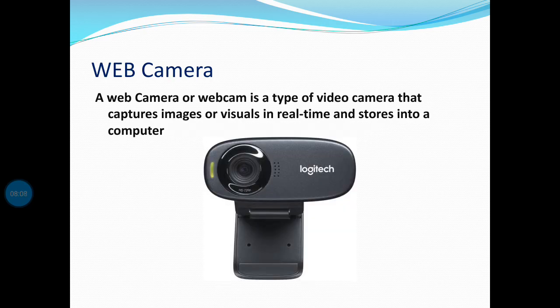Next is web camera. A web camera or webcam is a type of video camera that captures images or visuals in real time and stores them in the computer. The main difference between a webcam and a digital camera is that a webcam is used in real time.